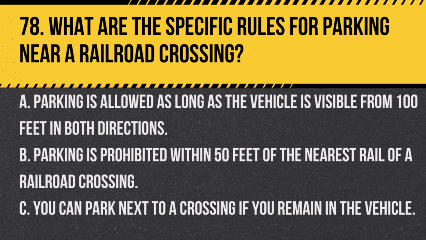Question 78. What are the specific rules for parking near a railroad crossing? A. Parking is allowed as long as the vehicle is visible from 100 feet in both directions. B. Parking is prohibited within 50 feet of the nearest rail of a railroad crossing. C. You can park next to a crossing if you remain in the vehicle. Answer B. Parking is prohibited within 50 feet of the nearest rail of a railroad crossing. This rule ensures that parked vehicles do not obstruct the view of approaching trains or endanger crossing traffic.